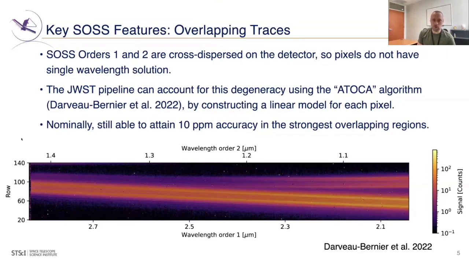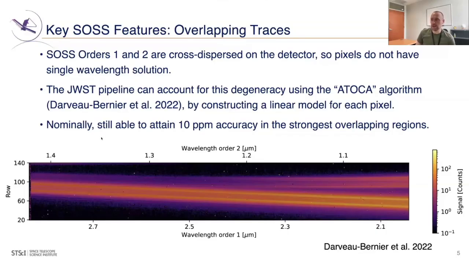Now this can complicate the spectral extraction a little bit, because you can't just do a simple box extraction or optimal extraction. You have to disentangle the two different signals to make sure you're not contaminating your spectra and to get really accurate results. People have different ways of handling this, but in the JWST pipeline we have a nice algorithm developed by the University of Montreal group called ATOCA. It builds a linear model for each pixel to figure out, if we have one wavelength over here and one wavelength over there, how to weight everything appropriately to get the correct extracted counts for order 1 and order 2.